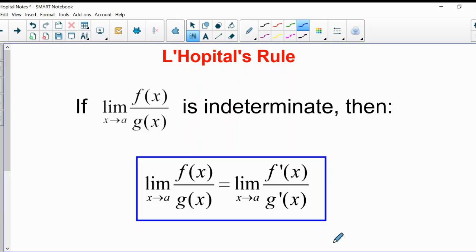Today we are going to look at L'Hopital's rule, which is another way to evaluate a limit, especially if it is indeterminate, meaning that when we evaluate the limit with direct substitution, we either get 0 over 0 or infinity over infinity. L'Hopital's rule allows us to take the derivative of both the numerator and denominator and then evaluate with direct substitution.